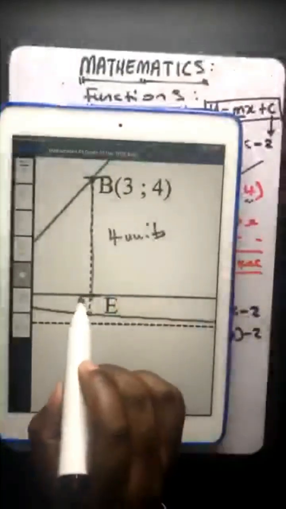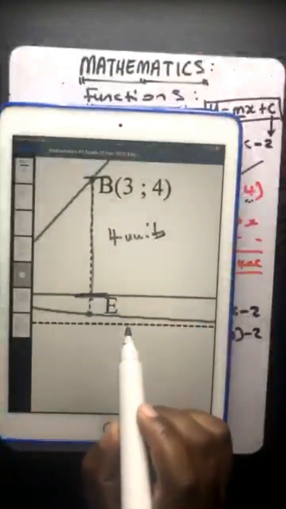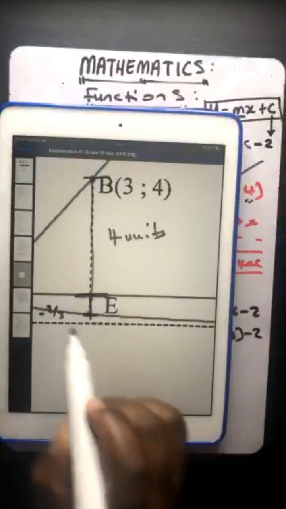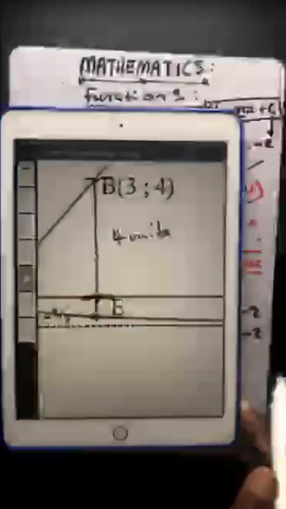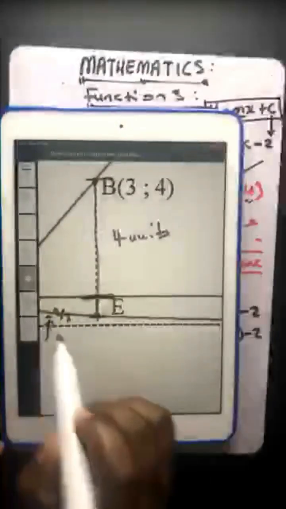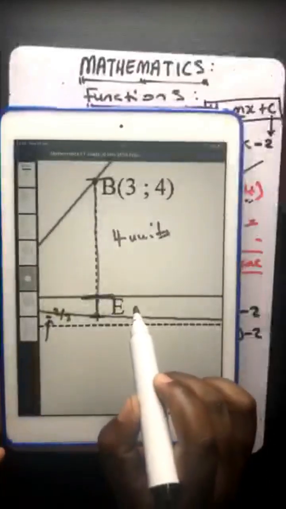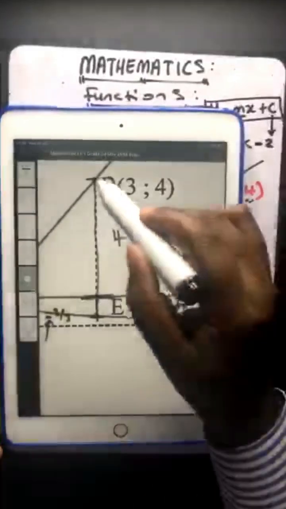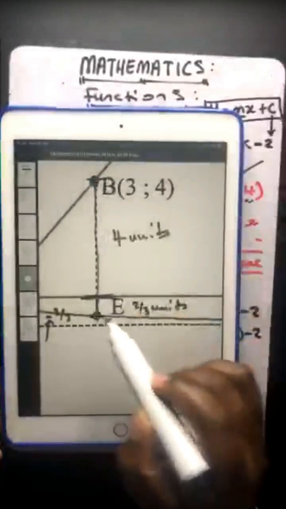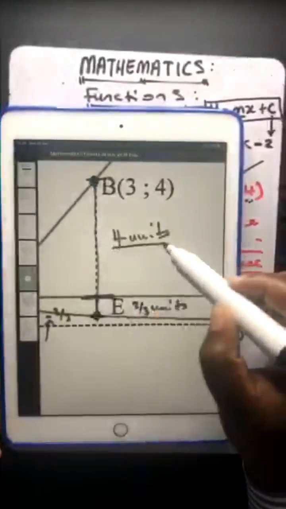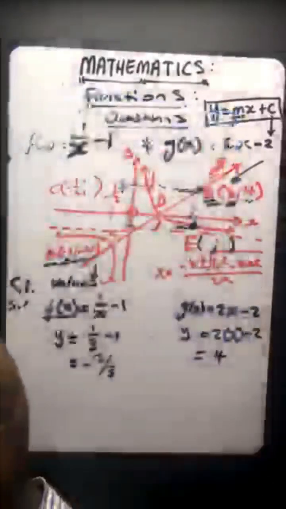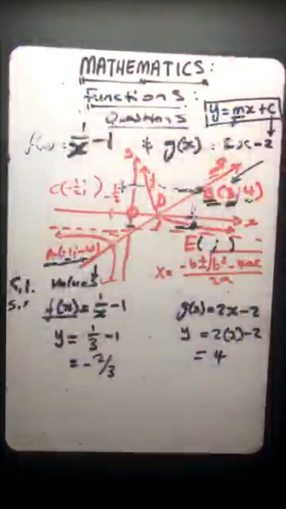Then from the origin again, going down, this is where at that point y is negative 2 over 3. But you are not concerned about the negative because we talk about the distance. That means you are only concerned about 2 over 3 units. So the distance from there all the way up to there is going to be 4 units plus 2 over 3 units. Whatever you get is the distance from B to E. Does it make sense now? Yes, it does.